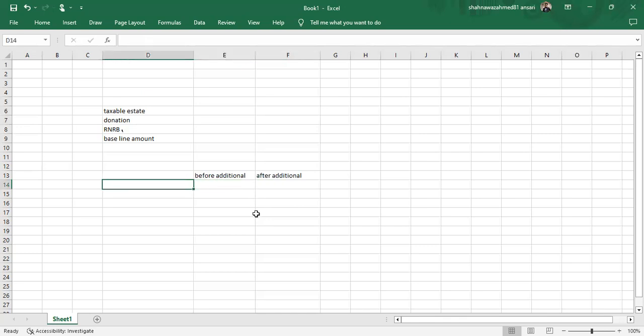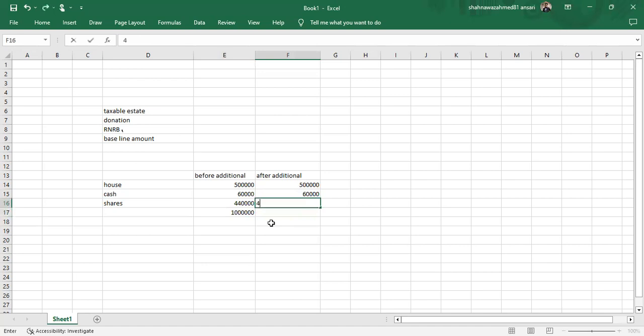Now, first of all, she left a house worth 500,000. So this is copied here, 500,000. Next, she left cash worth 60,000 that has been given to the charity. And the third one is other assets, which are shares. Now, what is the worth of the shares? The total value is 1 million, so the balancing figure is 440,000. This is the value of shares, 440,000. So we have 1 million as the total value.